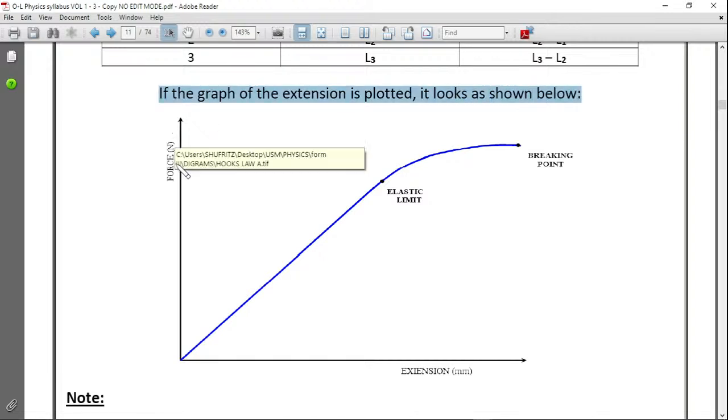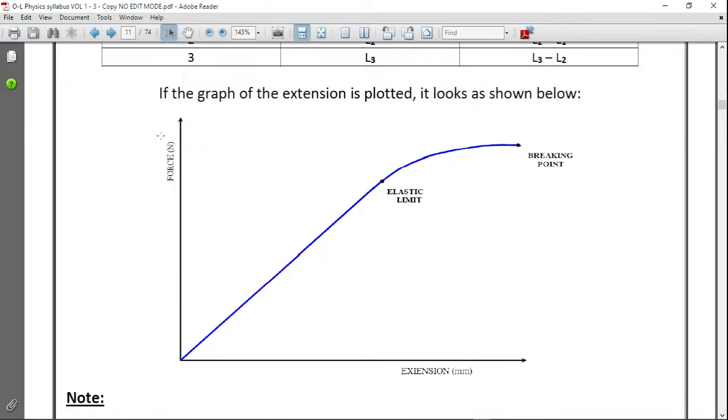Now this is a force extension graph for an elastic material. This axis is the force axis. This axis is for extension. So it is a straight line until this point. This is the elastic limit. After the elastic limit, the graph is no more a straight line. And here you have the breaking point.